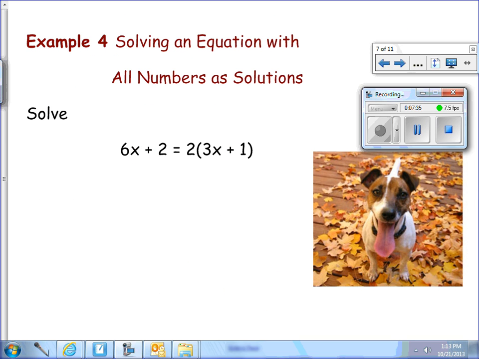So in our next example, solving an equation with all numbers as a solution. Let's simplify.